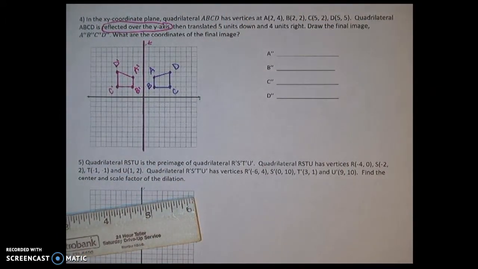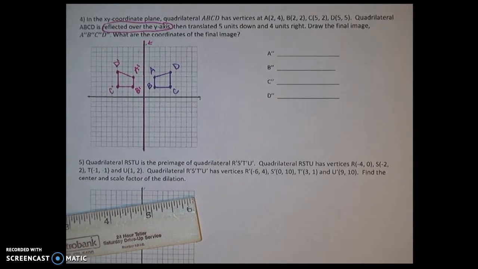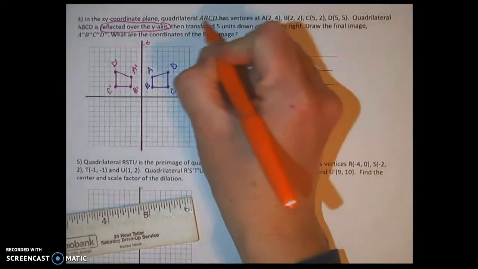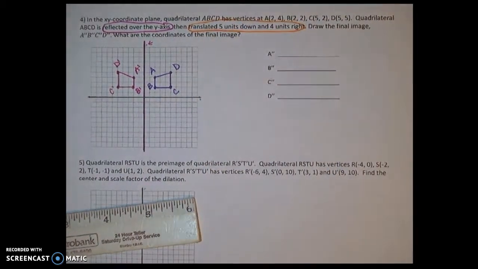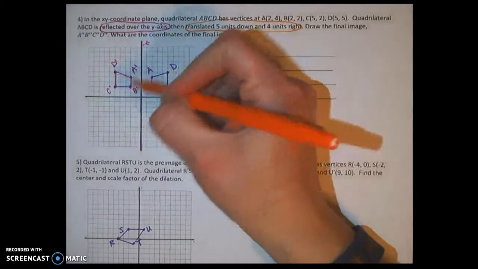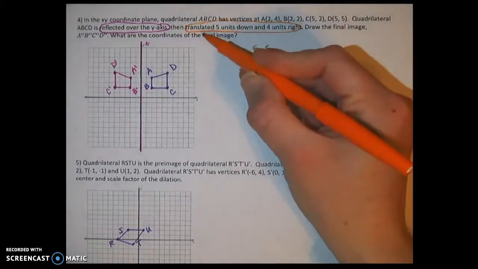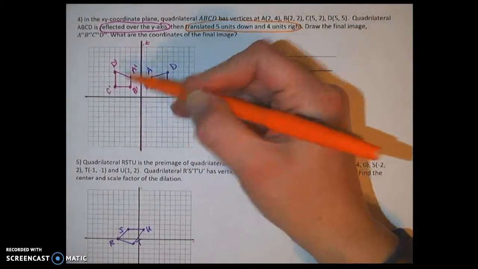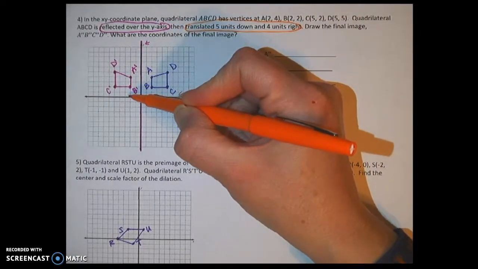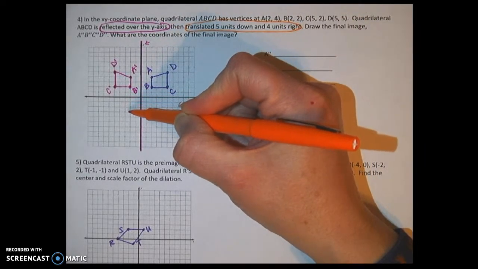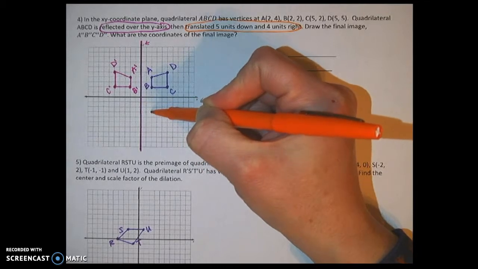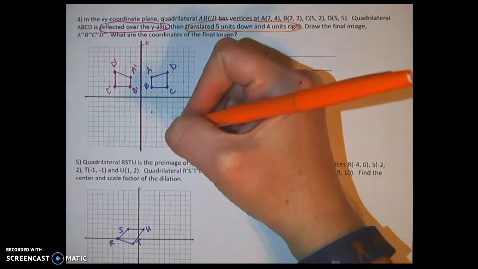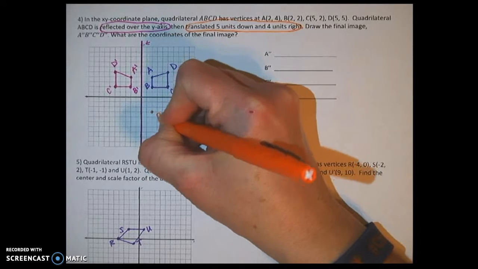The second transformation that they ask you to do is translated down 5 and right 4. So I am simply going to take each one of these points and count down 5 and then right 4. So I'm going to start with B. 1, 2, 3, 4, 5. I can't stress how important it is that you count correctly. 1, 2, 3, 4. So there's my B double prime.